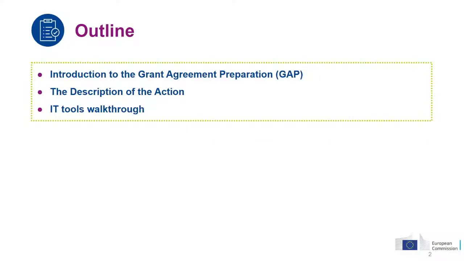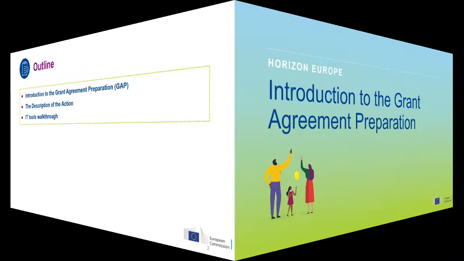We are going to start by recapping some of the information already given about the grant agreement preparation phase. We're going to stress the key points. Then we are going to drill down on the description of the action. What is it? How are we going to transform the proposal into the description of the action? And then for the better half of this presentation, we are going to see the IT tools that you are going to use as part of the grant agreement preparation phase.